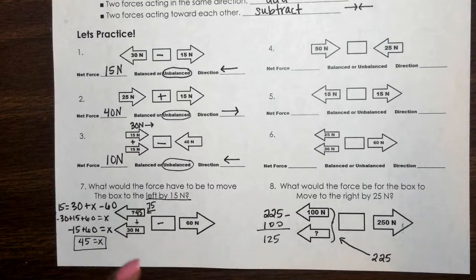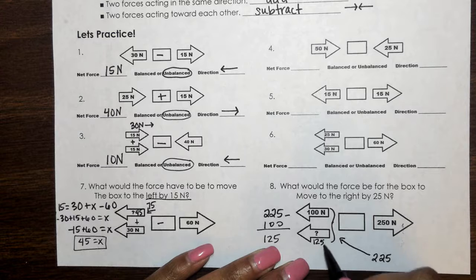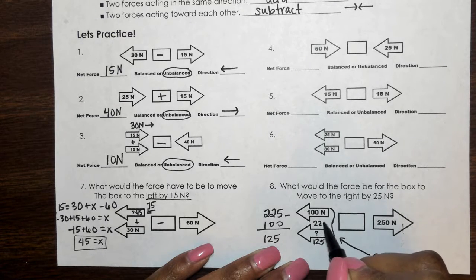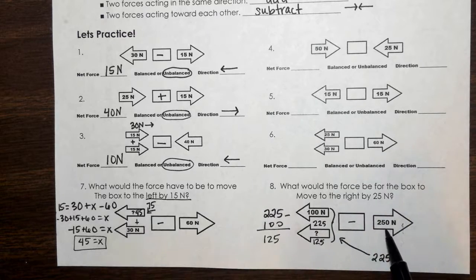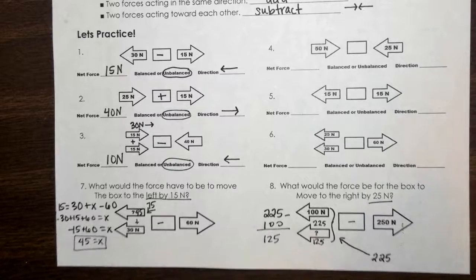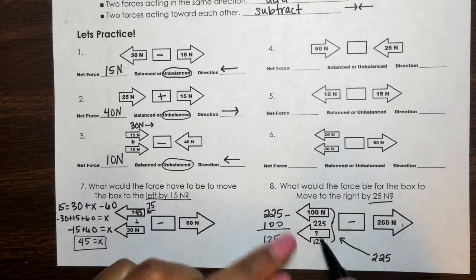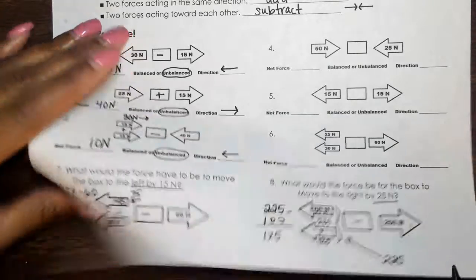There's a different way you can do it. If you looked at it and you got the numbers, by all means, that is fine. I'm going to double check to make sure I got my math correct. So here's 125. 125 plus 125 is 225. And 250 minus 225 is indeed 25 newtons. And it is going to move to the right because 250 is greater than 225.